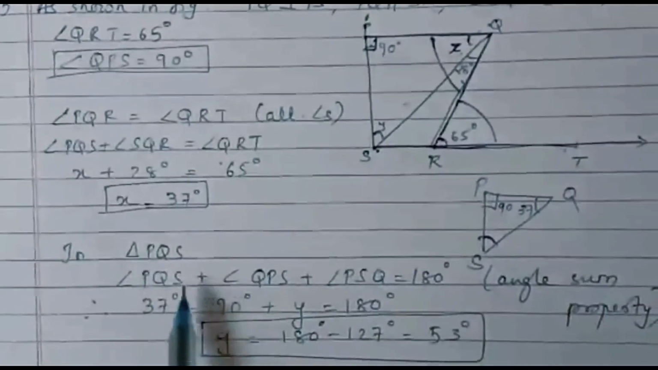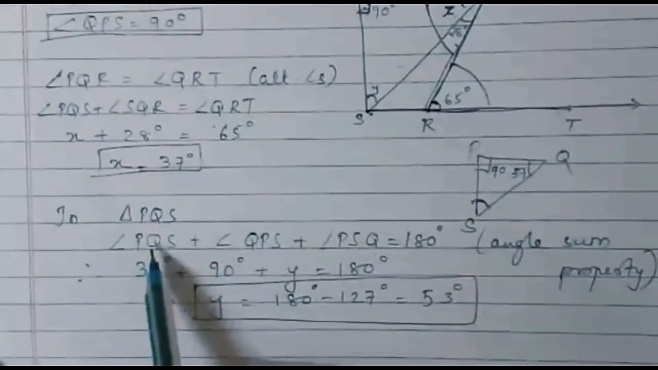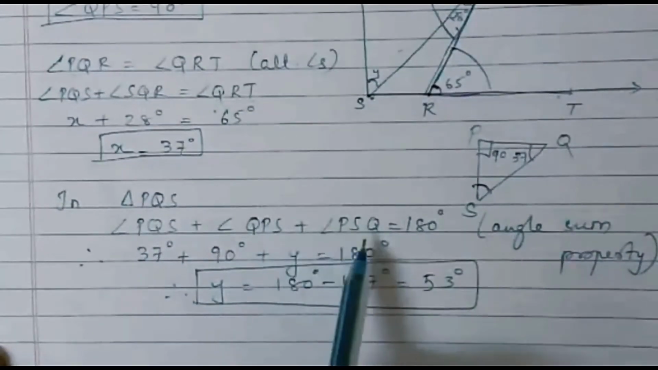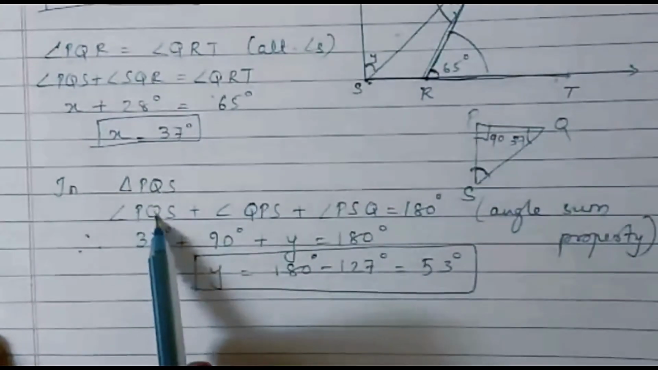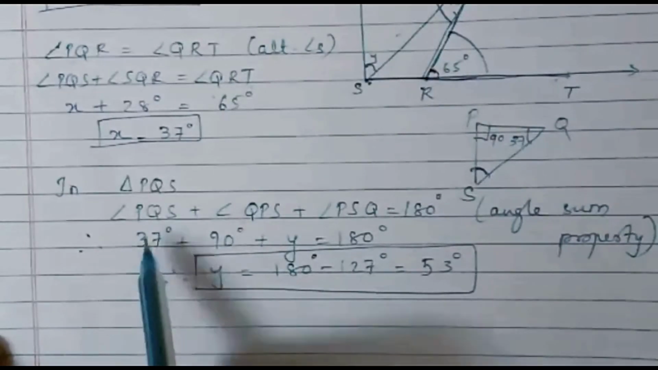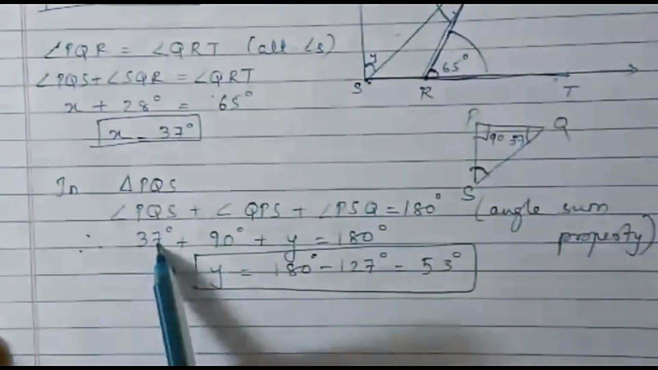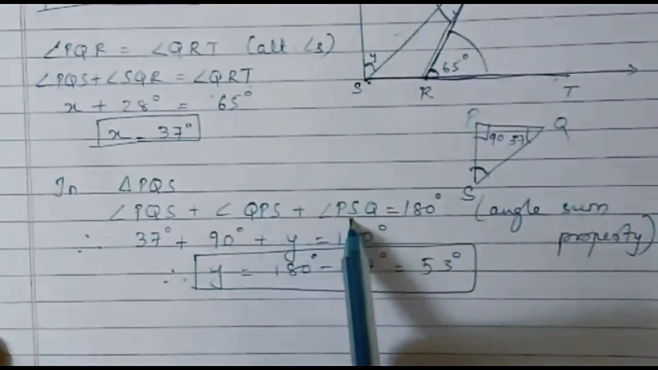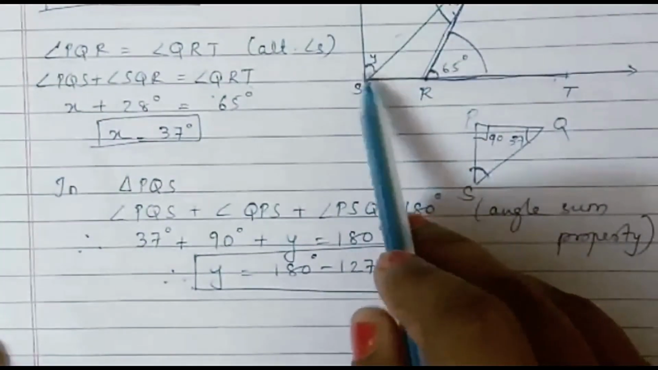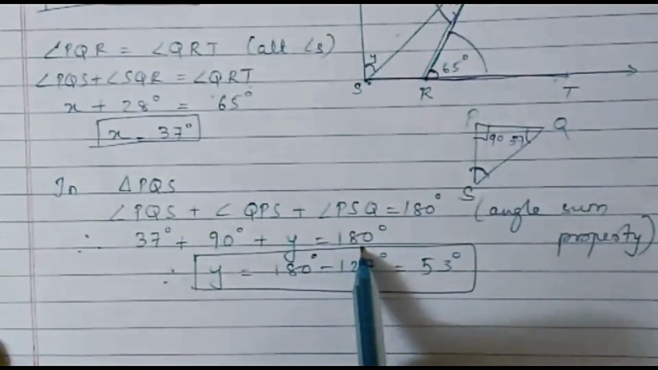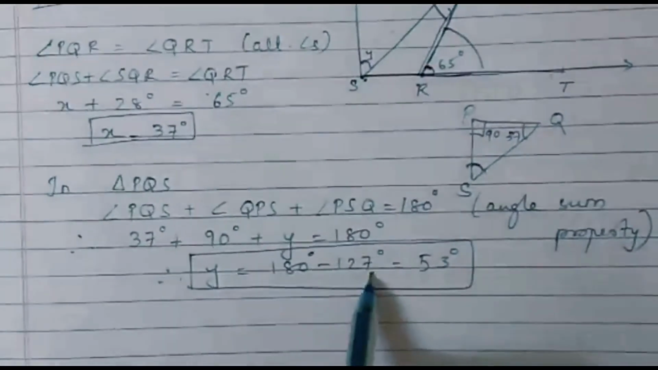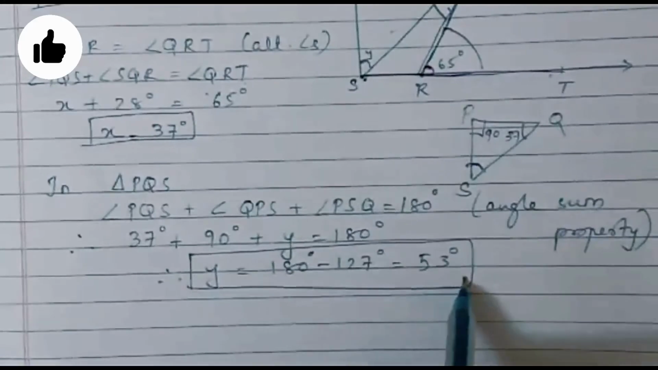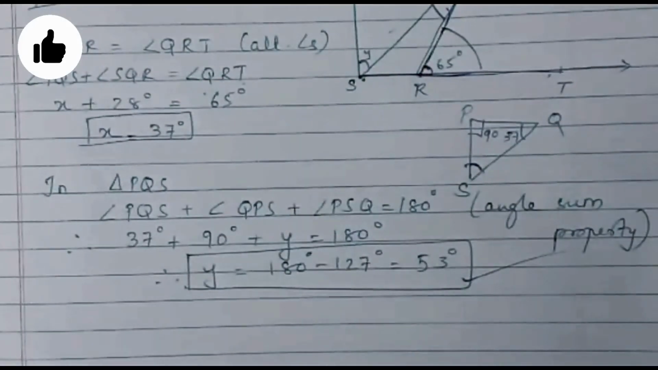So I have mentioned in triangle PQS, angle PQS plus angle QPS plus angle PSQ is 180 degree, that is by angle sum property. Putting the values of PQS, which was X, so that is 37, QPS as 90, PSQ as shown in the figure it is Y, so that is equal to 180 degree. So Y will be equal to 180 minus 127 degree, which is equal to 53 degree, which is your final answer.